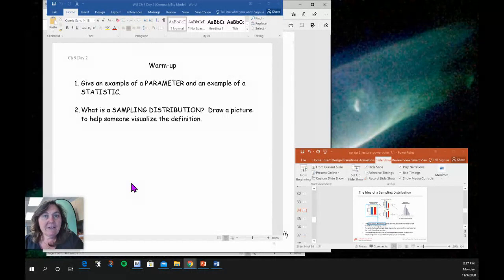So first write out a definition of a sampling distribution, which we learned yesterday in our notes. And then I gave you several types of pictures and ways to see us going from the population to samples to a sampling distribution. I'd like to see you work on that, if you could, please. And then I'll come back and we'll talk about it, okay?